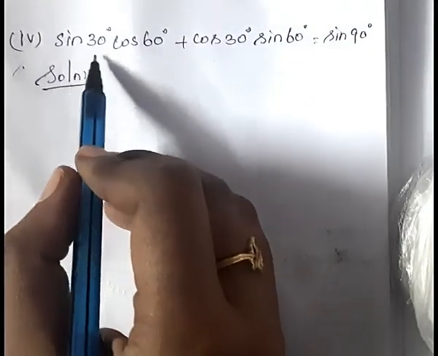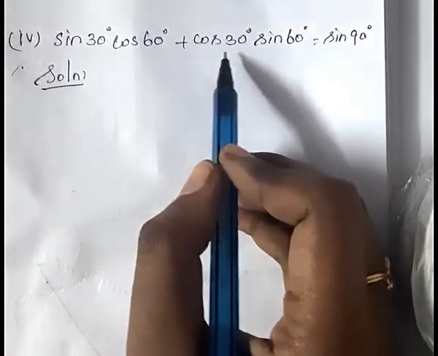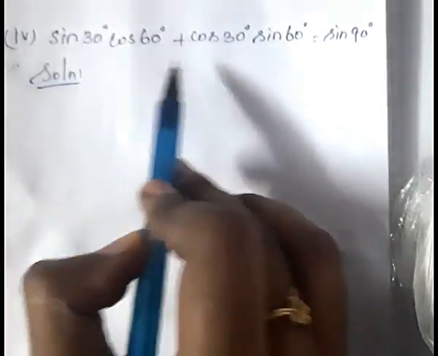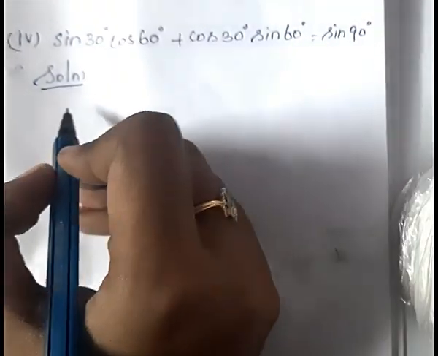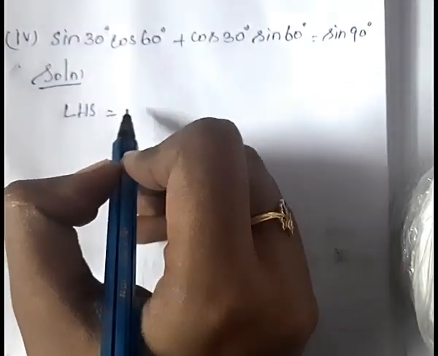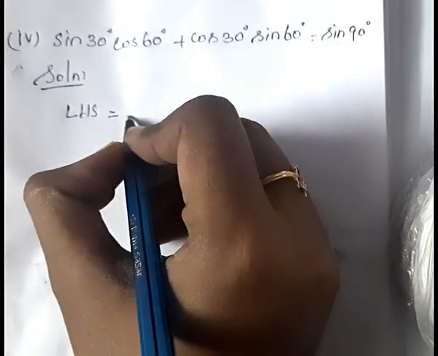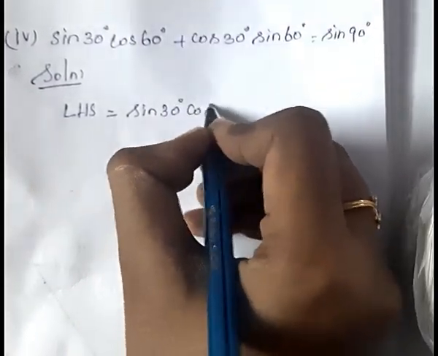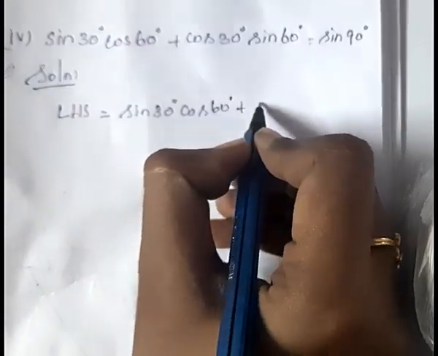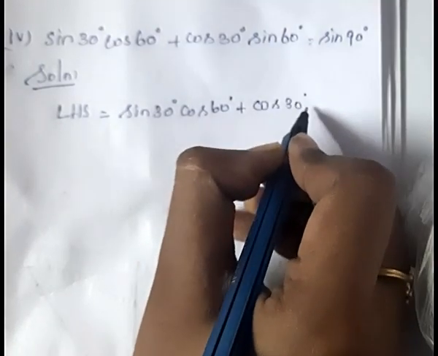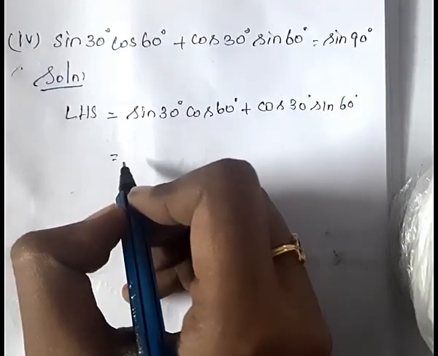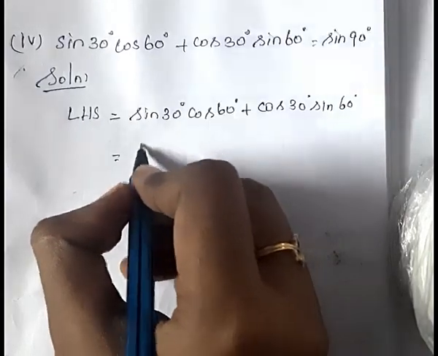Next problem, sin 30 degree cos 60 degree plus cos 30 degree sin 60 degree equal to sin 90 degree. First you can take this part, that means LHS, left hand side, equal to sin 30 degree cos 60 degree plus cos 30 degree sin 60 degree. That is equal to, sin 30 degree value is 1 by 2.